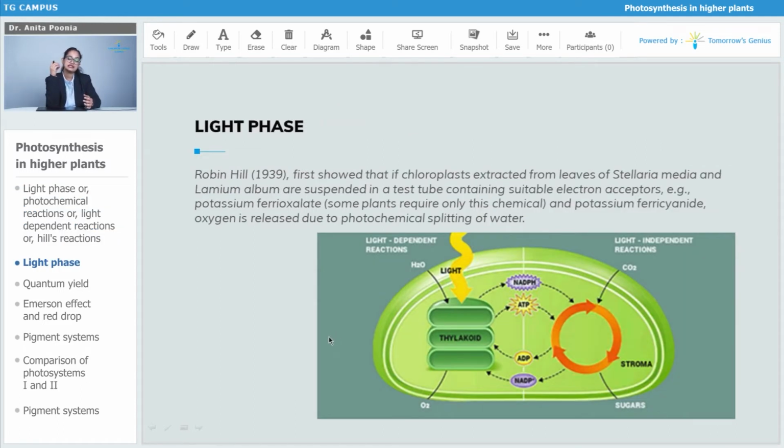Now talking more about this light phase, Robin Hill in 1939 was the first one to show that if chloroplasts extracted from the leaves of Stellaria media and Lamium album are suspended in a test tube containing a suitable electron acceptor, for example potassium ferricyanide, oxygen is released due to the photochemical splitting of water. Okay, so the light reaction is also called Hill's reaction, and you now know why.